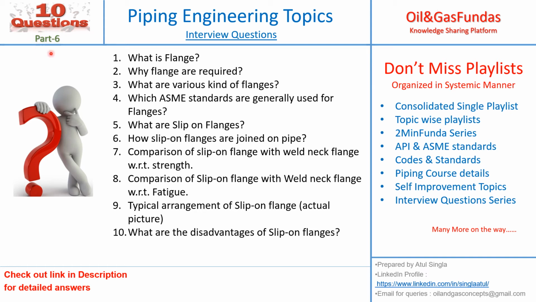This is the sixth part where we are discussing 10 questions in each part related to piping engineering, which are generally asked in interviews. So, let us see what are all these 10 questions which we are going to cover in this section. What is flange? Why flanges are required? What are various kinds of flanges available? Which ASME standard are generally used for flanges?